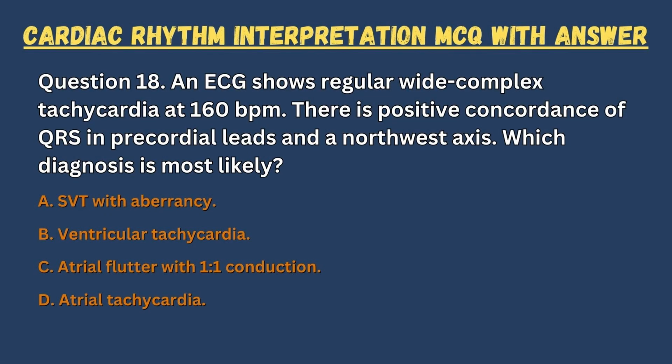Question 18. An ECG shows regular wide complex tachycardia at 160 BPM. There is positive concordance of QRS in precordial leads and a northwest axis. Which diagnosis is most likely? A. SVT with aberrancy. B. Ventricular tachycardia. C. Atrial flutter with 1:1 conduction. D. Atrial tachycardia.